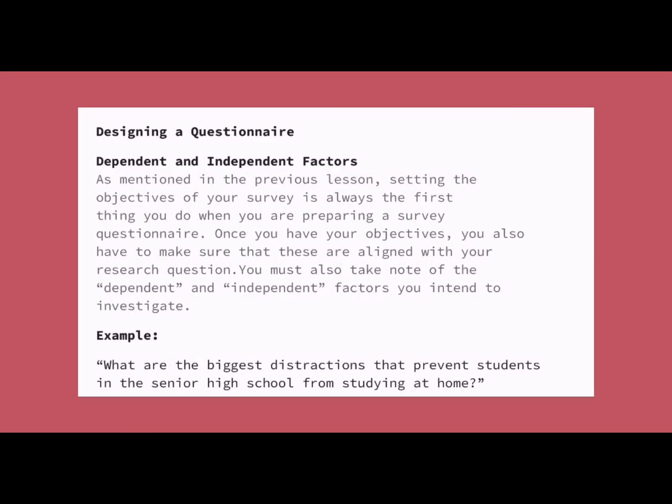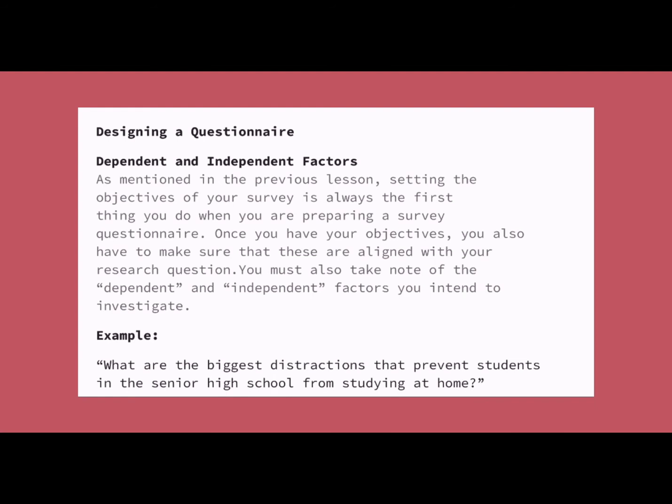Move forward to designing a questionnaire. Dependent and independent factors. As mentioned in the previous lesson, setting the objectives of your survey is always the first thing you do when you are preparing a survey questionnaire. Once you have your objectives, you also have to make sure that these are aligned with your research question. You must also take note of the dependent and independent factors you intend to investigate.